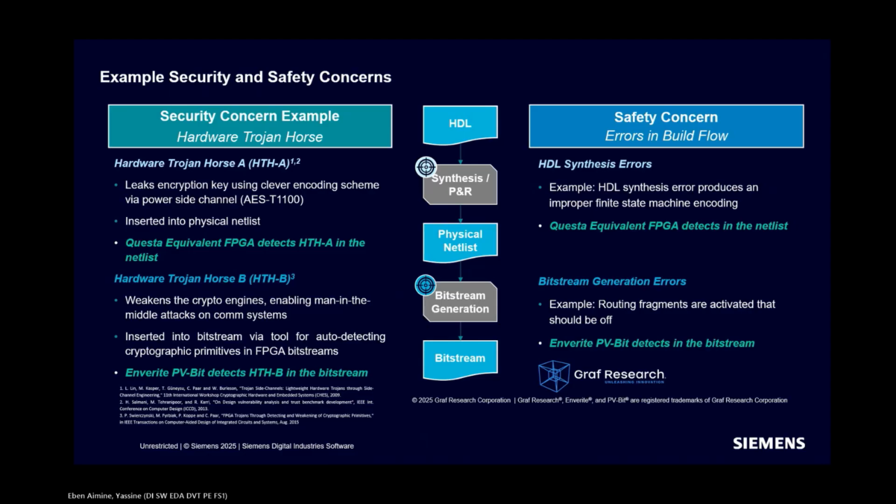You also have other types of Trojan horses, like this one here, which actually weakens the crypto engines, and it enables man-in-the-middle types of attacks. This kind of thing gets inserted into the bitstream itself. We can't catch this using equivalence checking. However, NVRETI PV bits can do that, because they can check the two streams, one that they've inferred and the one that was generated. Okay, so this is the flow, and this is where we deploy either Questa Equivalence functional verification or bitstream generation.